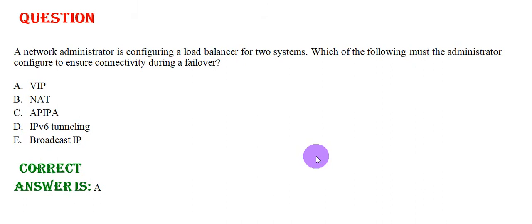A network administrator is configuring a load balancer for two systems. Which of the following must the administrator configure to ensure connectivity during the failover? Option A, VIP. Option B, NAT. Option C, APIPA. Option D, IPv6 tunneling. And option E, broadcast IP. The correct answer is option A.